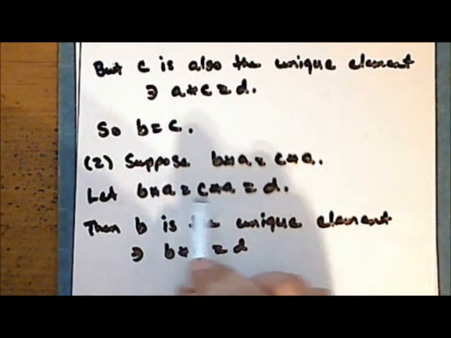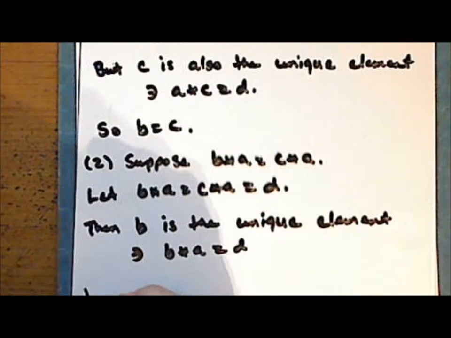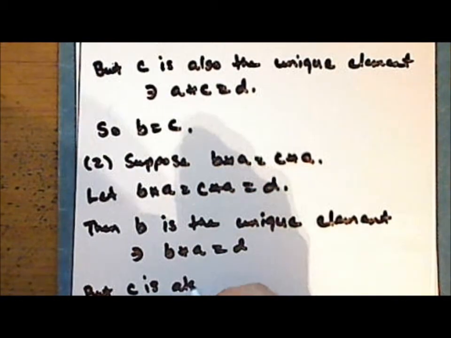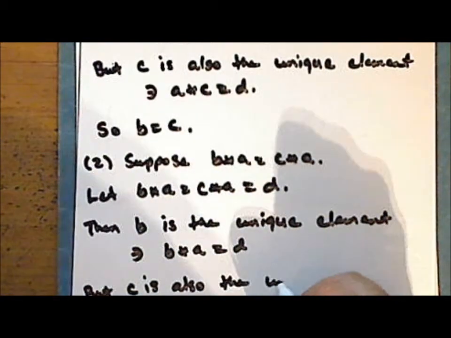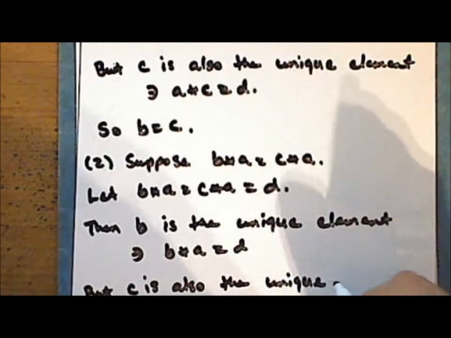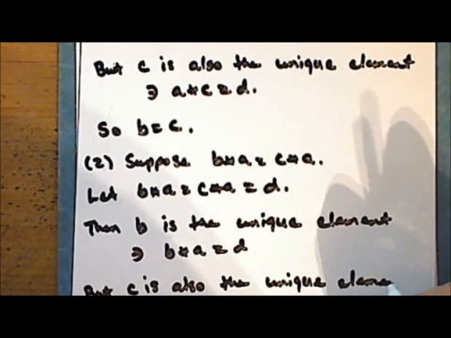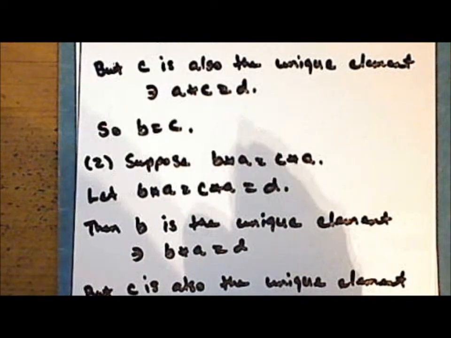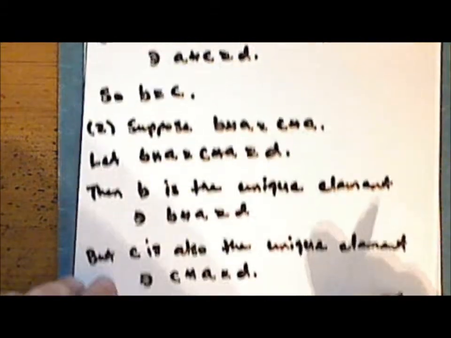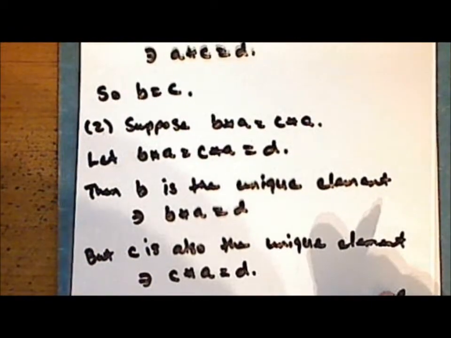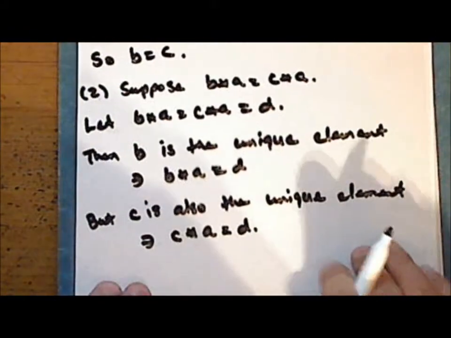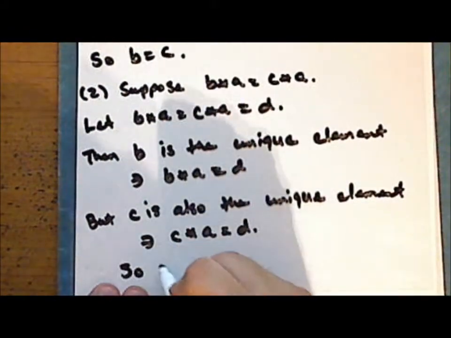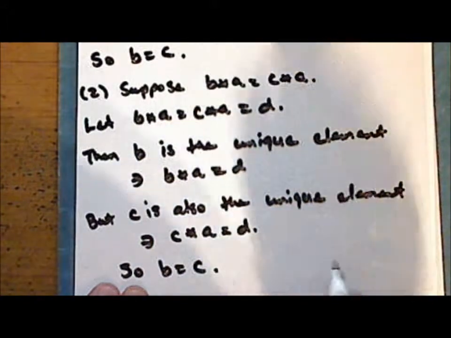Now, as B star A is equal to C star A, we have that C is also the unique element such that C star A is equal to D. And so as the element is unique, we must have that B and C are the same element. Okay?